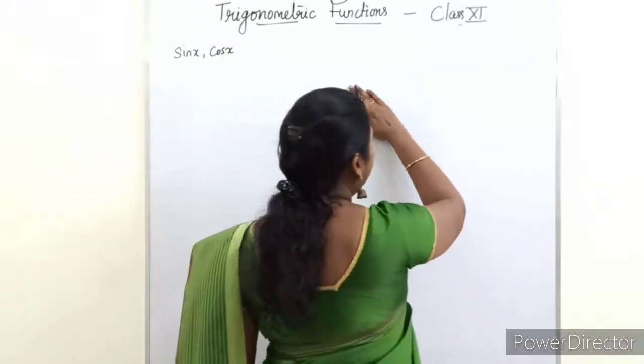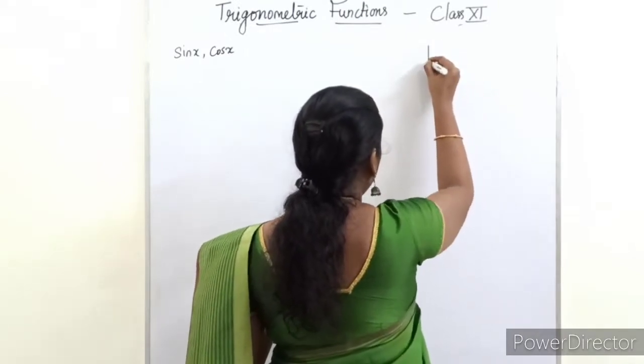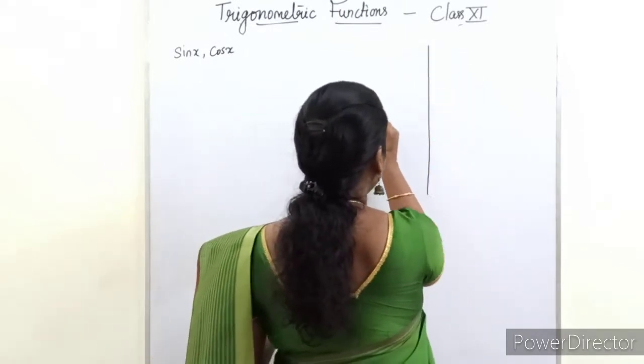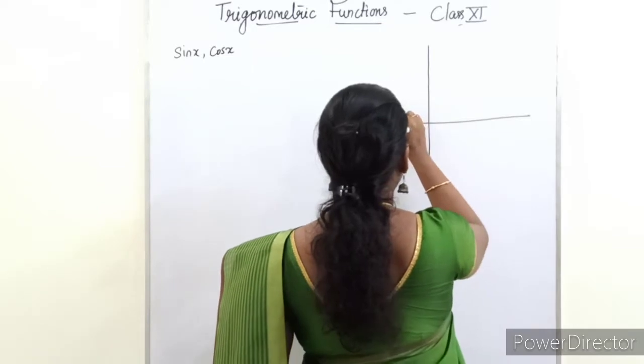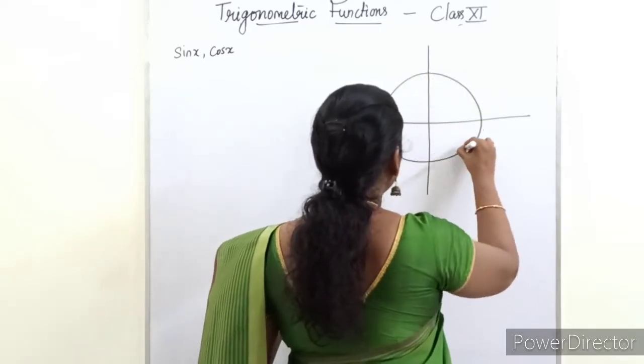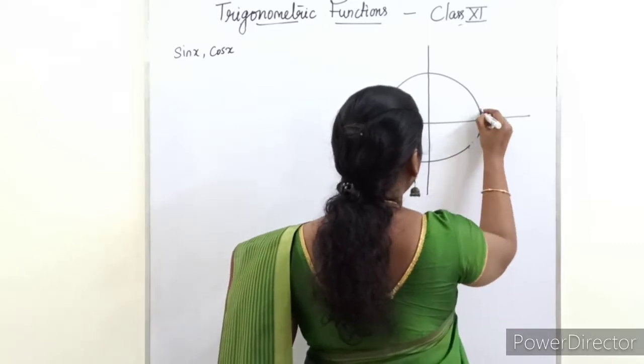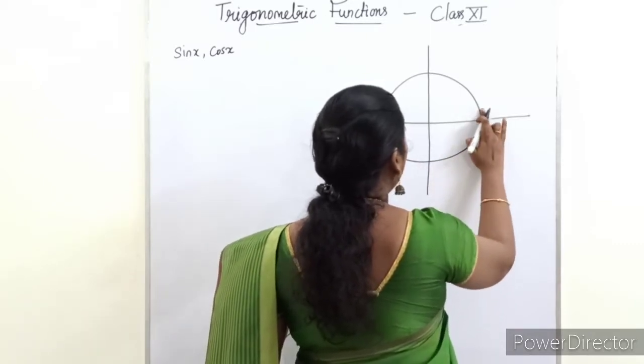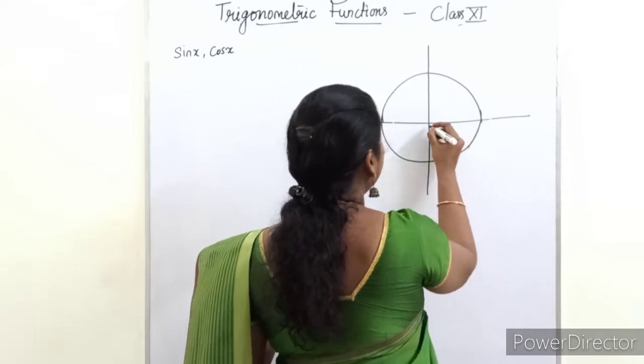Let us consider a unit circle. So what do you mean by unit circle? The radius is 1 unit. Okay, so let us consider a unit circle with the center as origin.